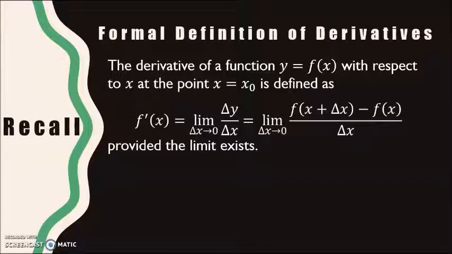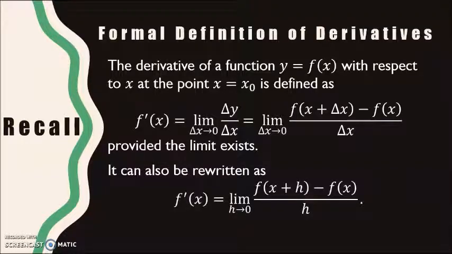And take note that we used a similar equation to this because it can be rewritten as f prime of x equals the limit of f of x plus h minus f of x over h as h approaches 0.